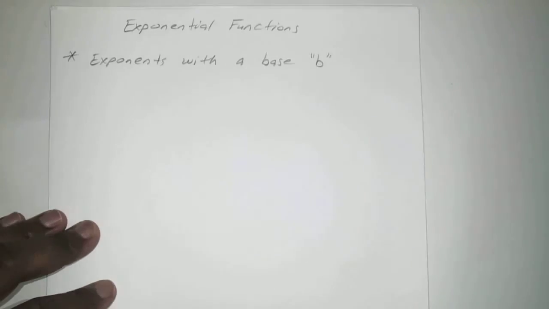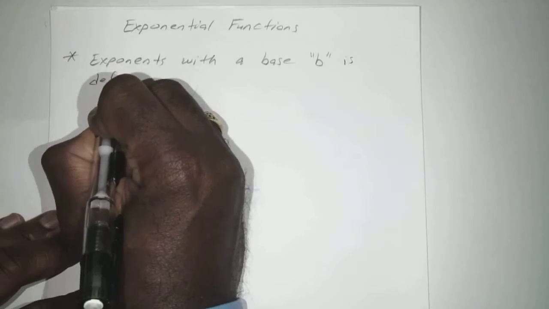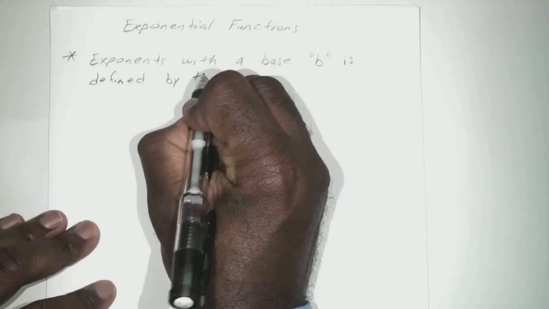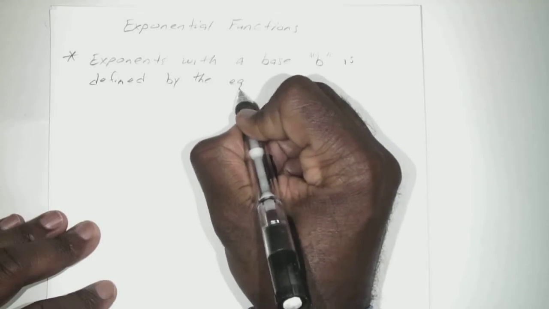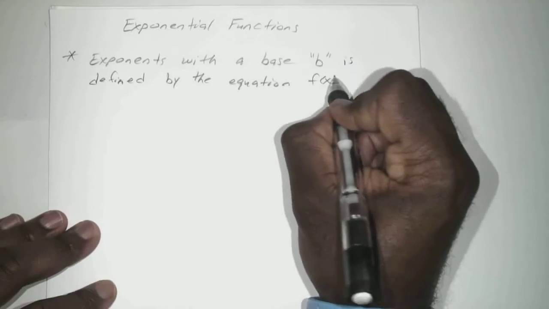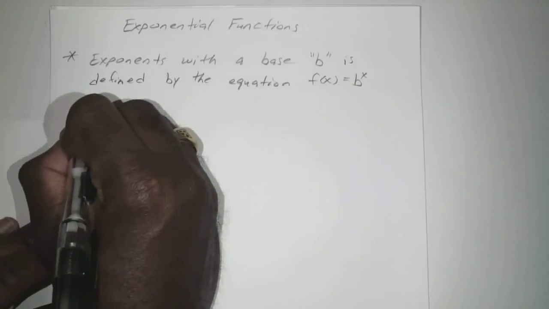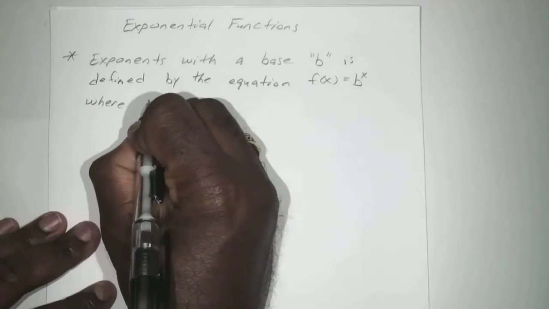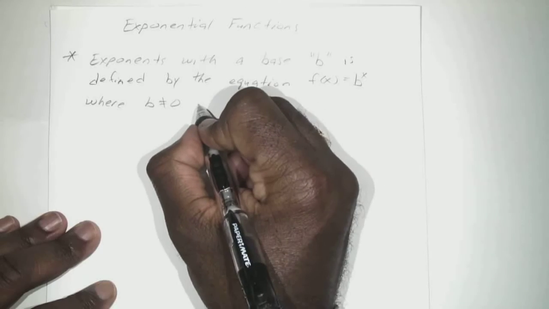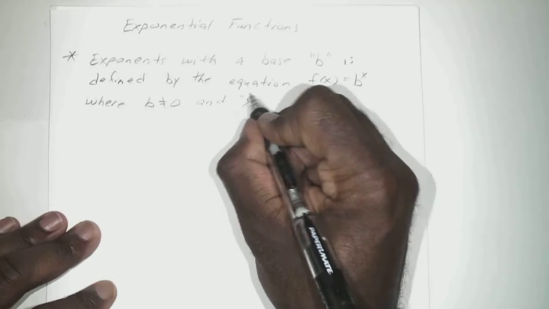And we'll call that base b, is defined by the equation f of x equals b to the power of x, where we know that our base b does not equal 0, and x is a real number.